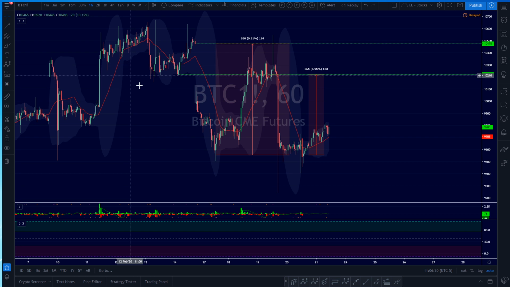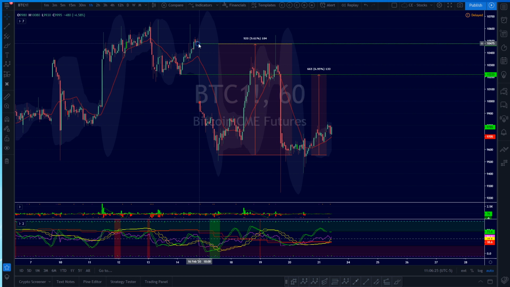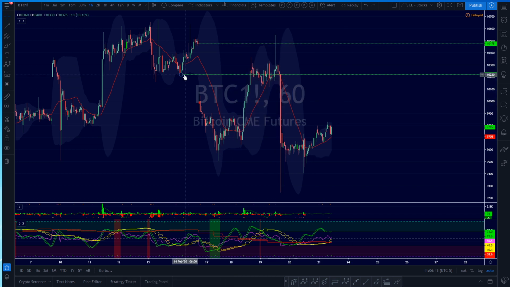CME futures closed the gap perfectly. So the closure on this candle was here at about 10,475, and you can see the wick that we got up here to close that gap went to 10,545, and it was sold into with a decent amount of volume on that as well. So I'm going to go ahead and remove these just to kind of show this.